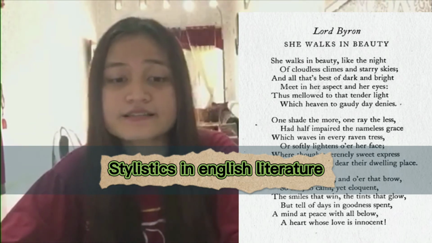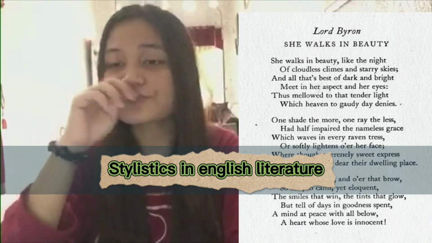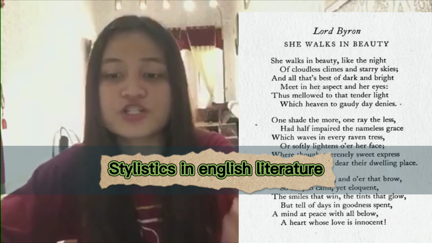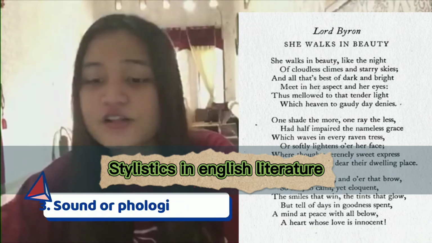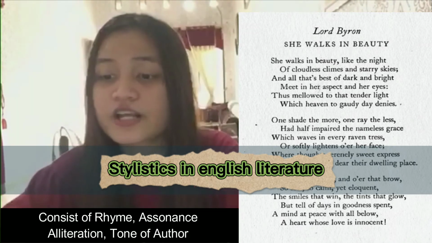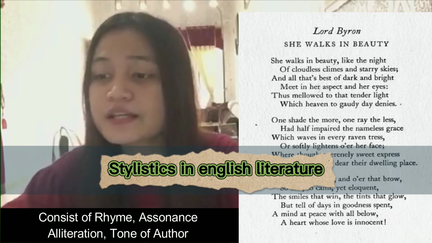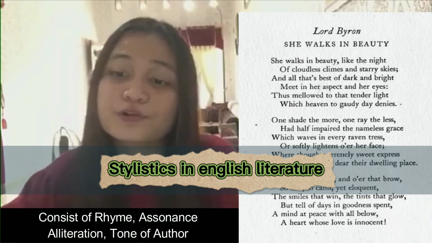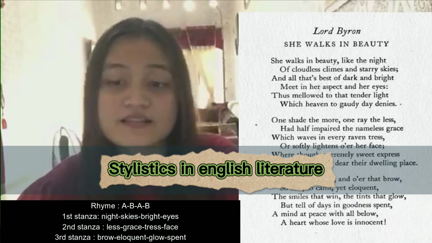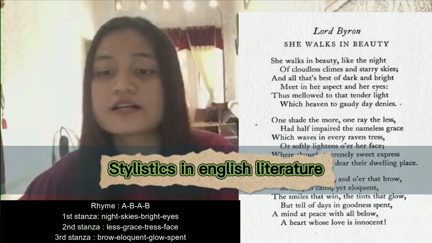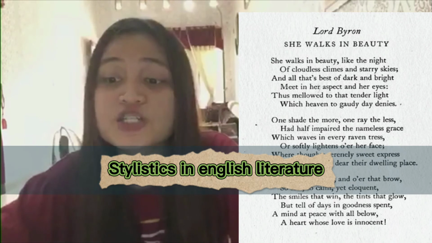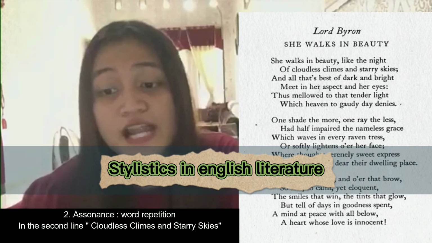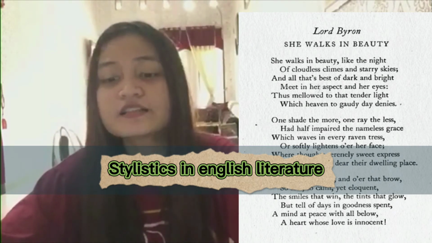It's also found in the second stanza, where we also find the next analysis, which is the sound or phonological level. Sound or phonological level is related to rhyme, assonance, alliteration, and tone of order. The rhyme is ABAB, as in the first stanza, which we also find in the second and the next stanzas. And also assonance. Assonance is the repetition of vowel sounds in phrases. We can find climes and skies, and light and night. Those are kinds of assonance. And thirdly is alliteration.